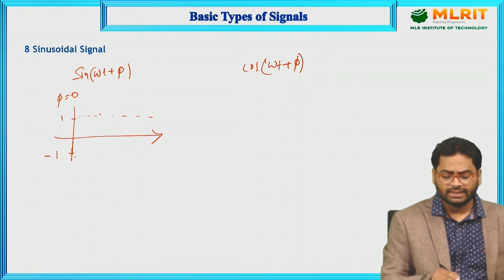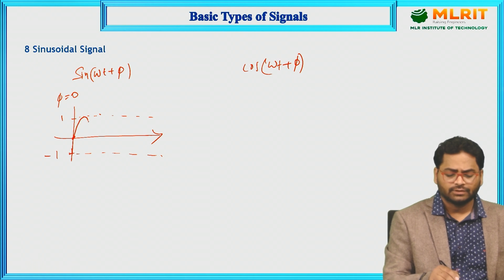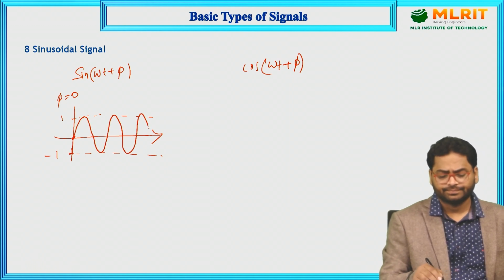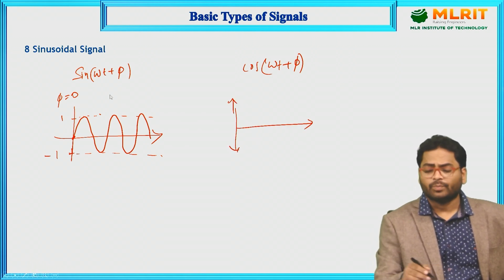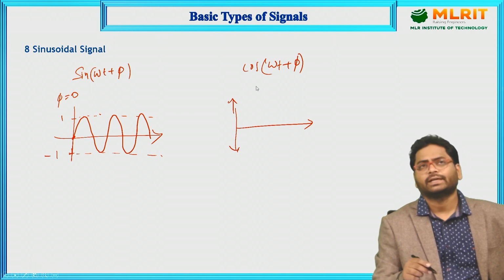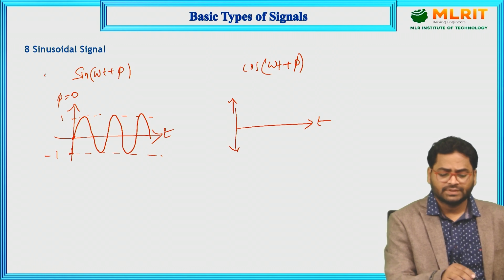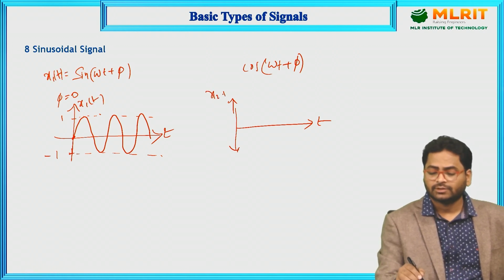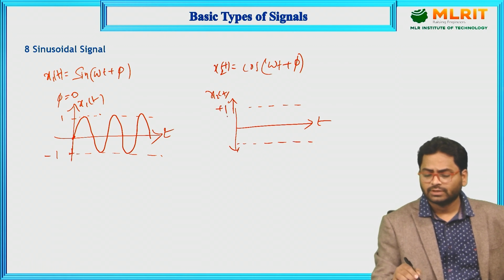Just draw the dotted lines, and your sine signal starts from 0 and varies like this, up to infinity. When it comes to the cos signal, combining the sine and cos, both signals, we call them sinusoidal signals. This is x1 of t, that we will name it, and this one is x2 of t. I named it, and similarly, we will get the signal in between plus 1 to minus 1.